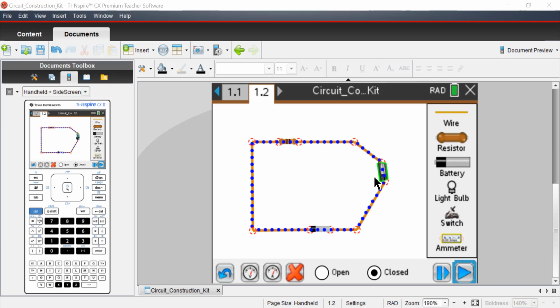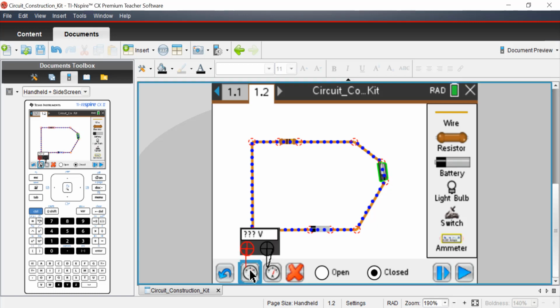All right, back in our simulation. And here what I want to do is some measurements now. So we have our resistor, we have our battery, which is our voltage source. We have a switch to open and close the circuit to turn it off or on. So open circuit is off, closed circuit is on.